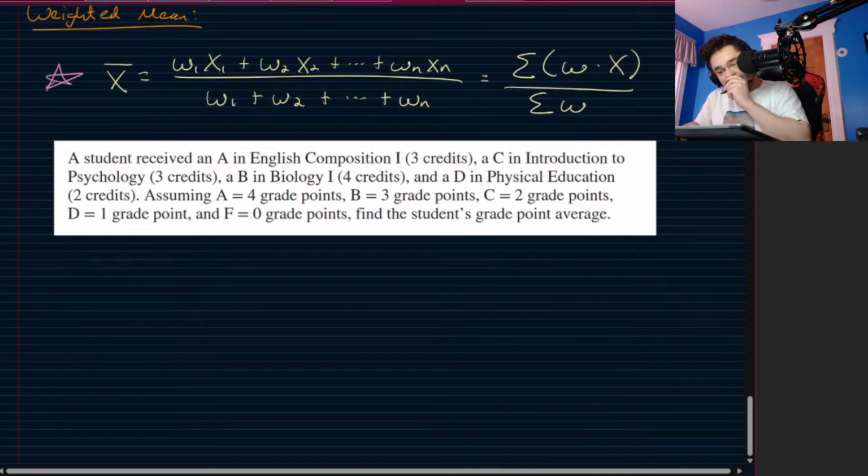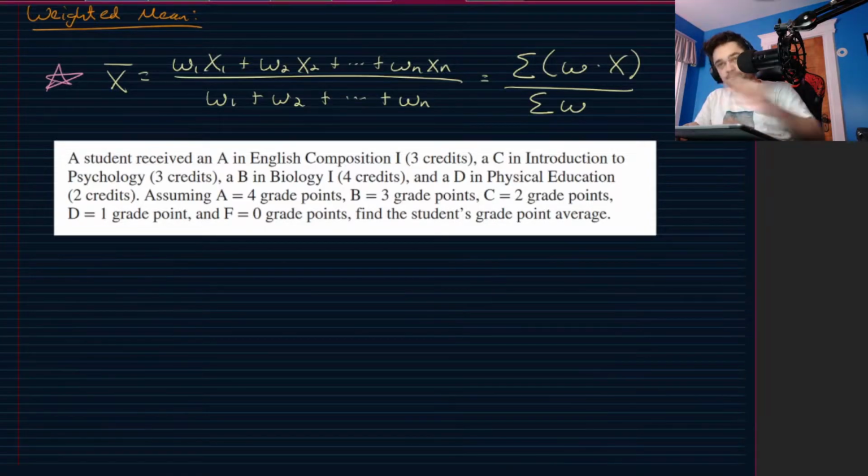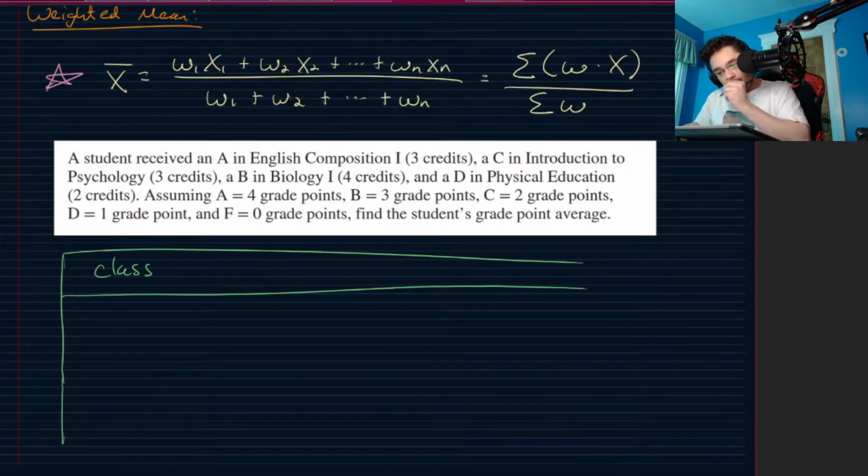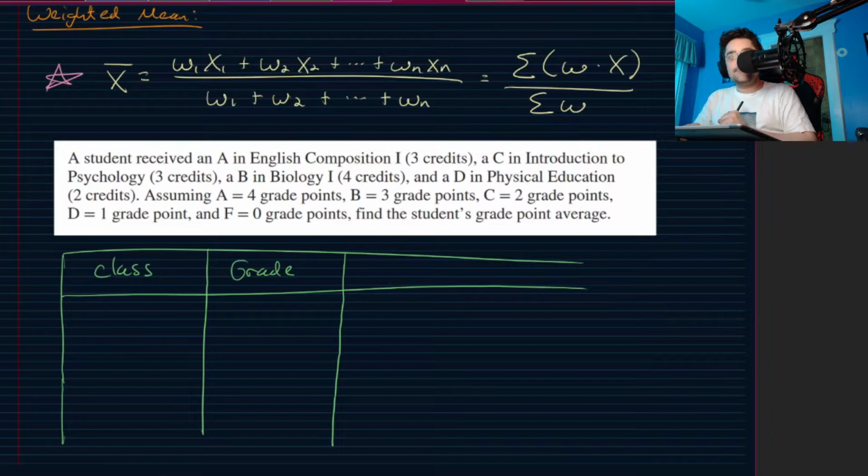So let's put all the data together. I guess I'll just put your class, grade, and the number of credits. Well, I should put the weight first, which is the number of credits, right? The value is the grade. So, yeah, I'll just put your weight and the grade.